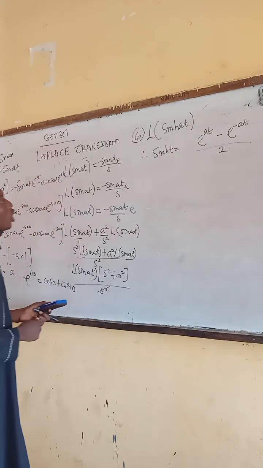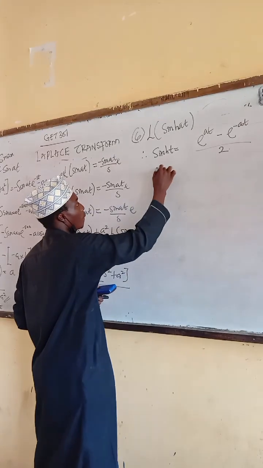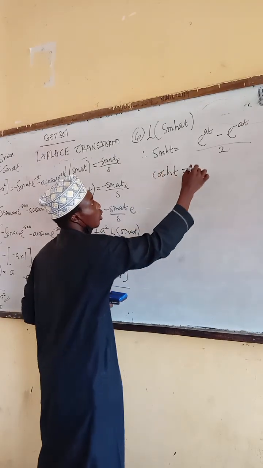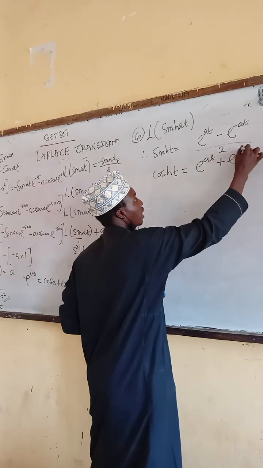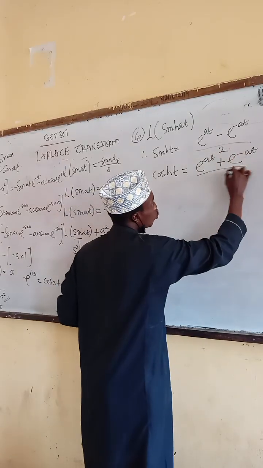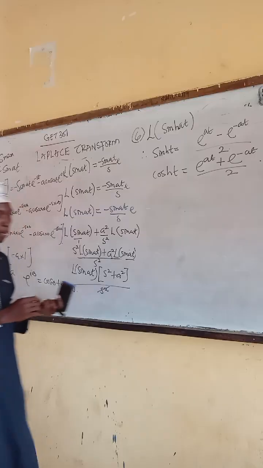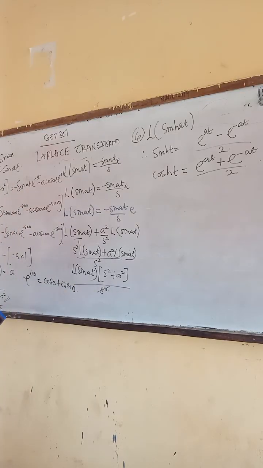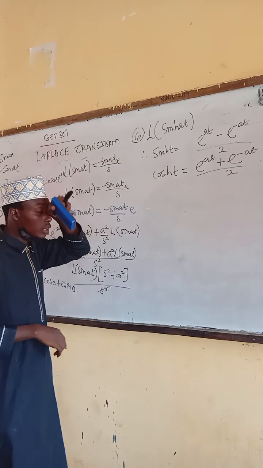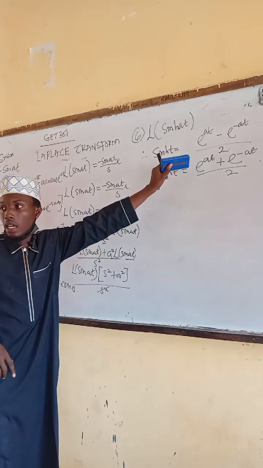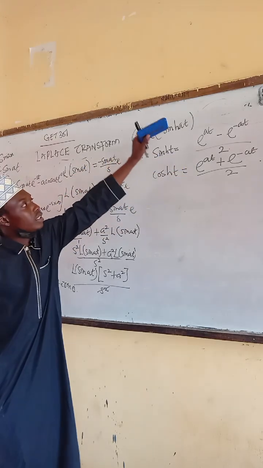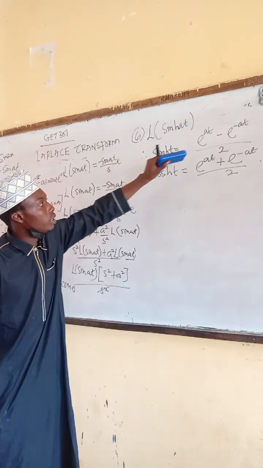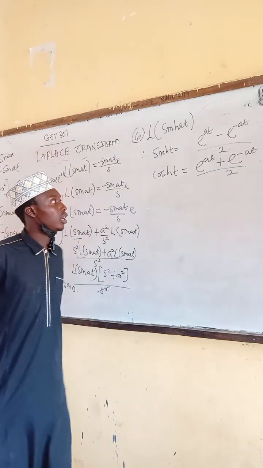Now also cosh t. Cosh t is what? Exponential at plus exponential minus at, over 2. So they are constant values, or expressions. So sinh at is same thing as this. Cosh at is same thing as this.